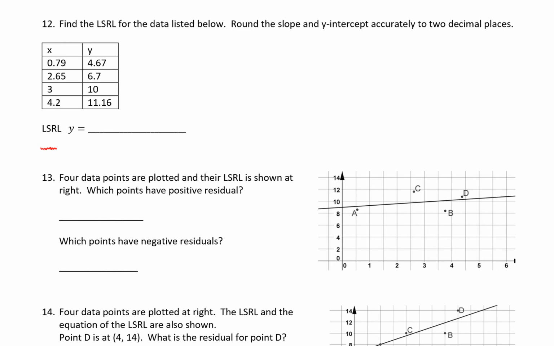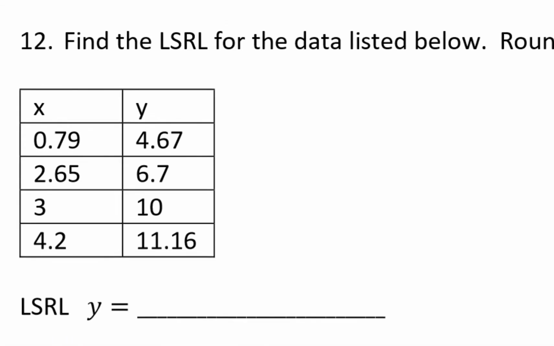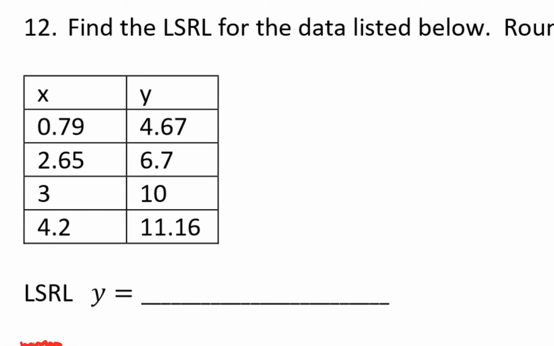All right, question 12 says find the least squares regression line for the data listed below. Round the slope and y-intercept accurately to 2 decimal places. So it's not just a line that we think is a good line of fit. We're asked to find the least square regression line. And the technique that we have for doing this in our class involves either Desmos, GeoGebra, or our calculator.